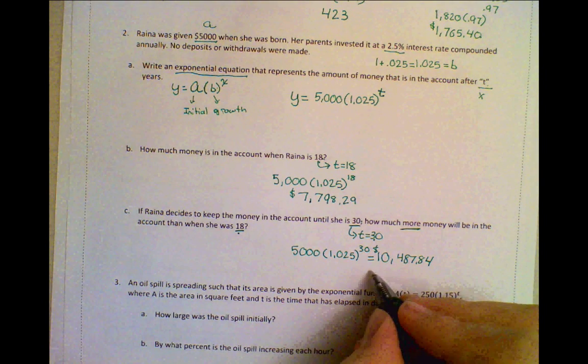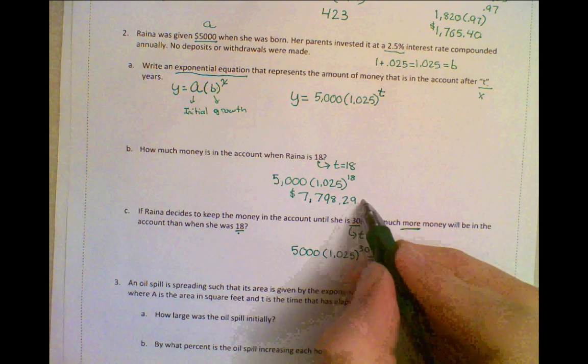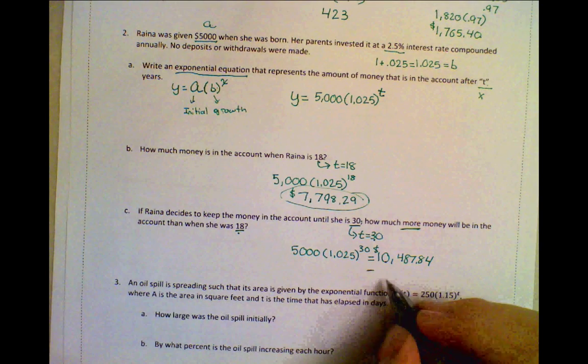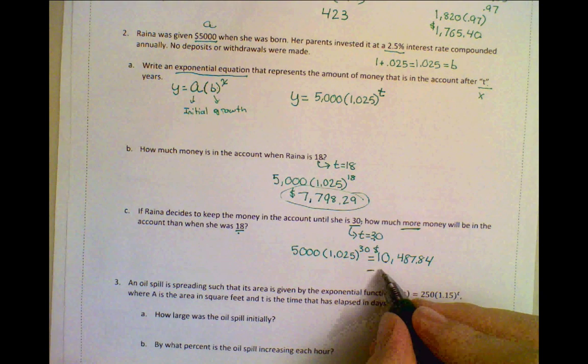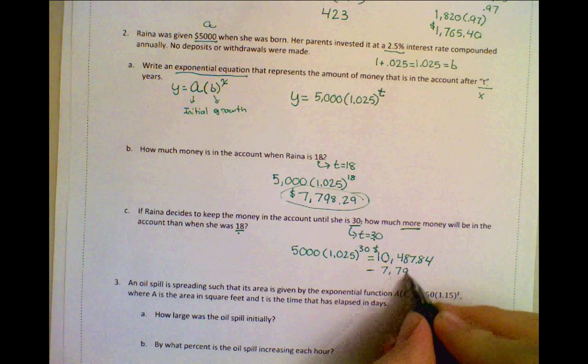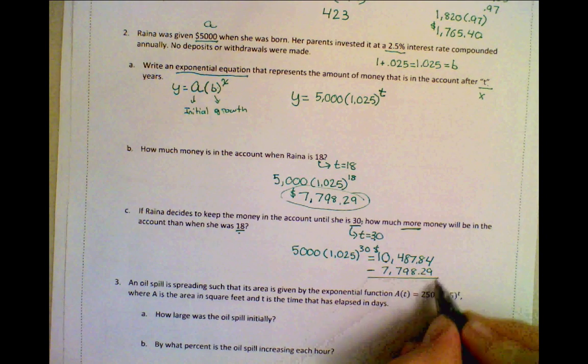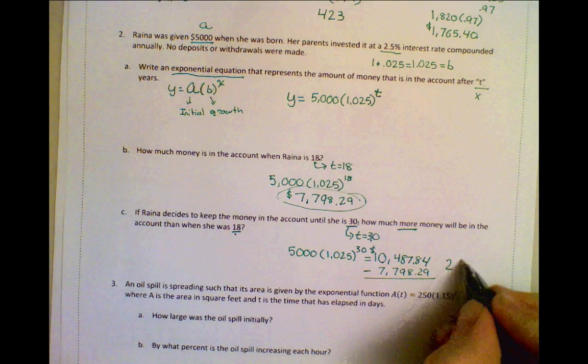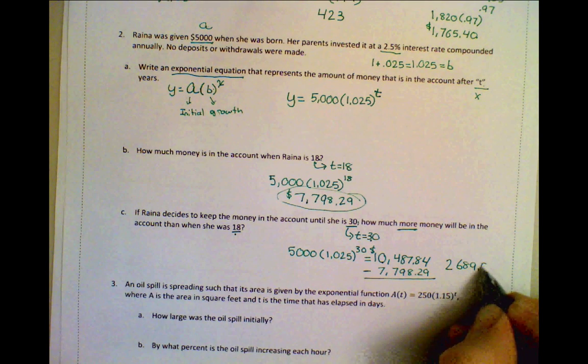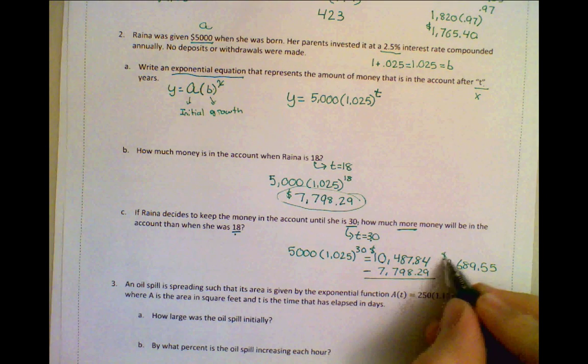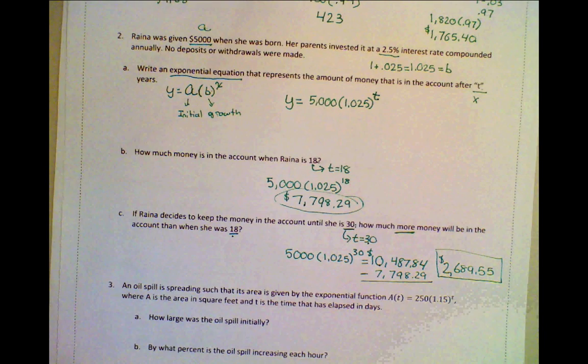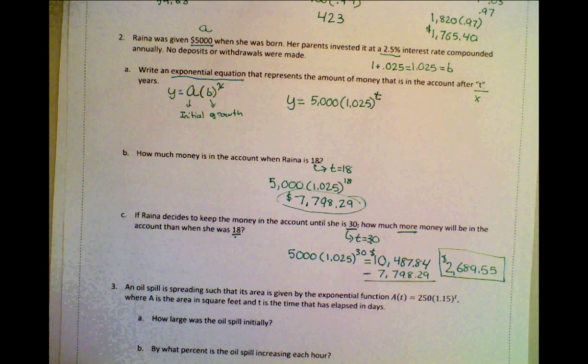Now, the key thing with this question is that they're asking how much more money she'll be getting. So what you need to do is take this value, subtract from the $7,798.29 we got in the first part, and solve it, and we'll get $2,689.55 difference. Okay? That's how much more money she'll get by waiting for 12 more years. Okay, now let's take a look at the oil spread.